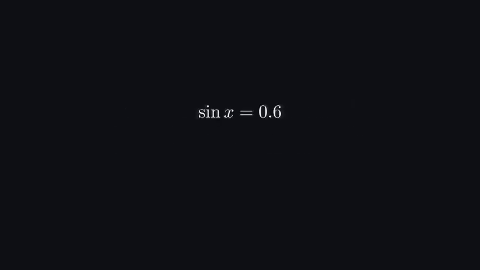Sin of x equals 0.6. 0.6 equals 6 over 10. 6 over 10 equals 3 over 5. So sin of x equals 3 over 5.